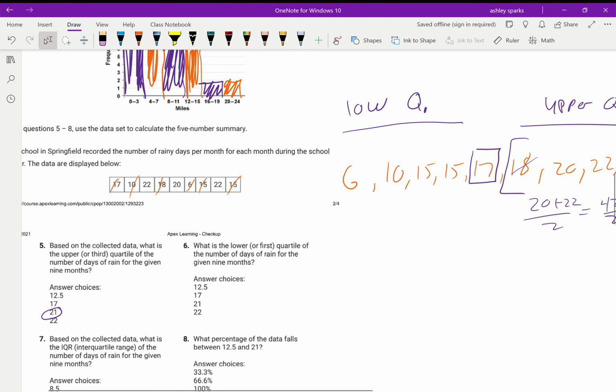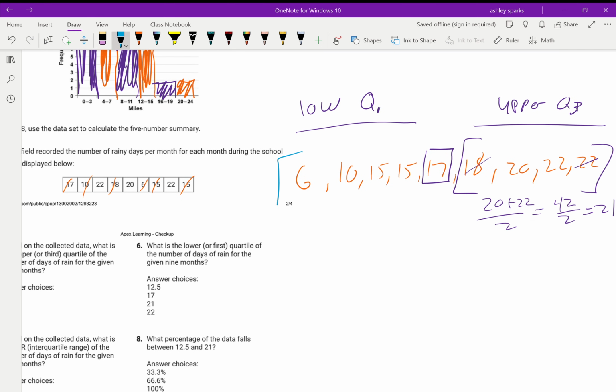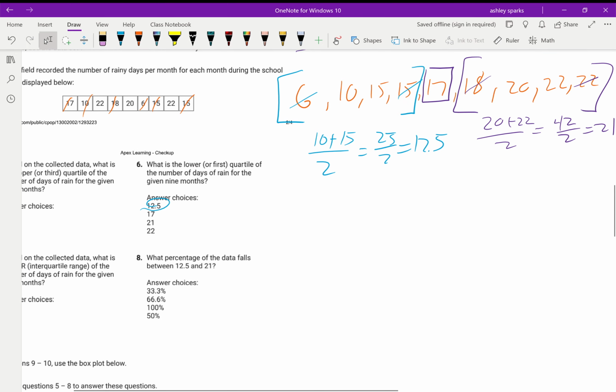To do number 6, it now asks about the lower quartile, which again is the bottom half. We're going to find the median of that bottom half. Cross out 6, cross out 15. I'm going to add these together, so 10 plus 15 over 2. 25 divided by 2 would give me 12.5. So it's just breaking down your median into different parts.